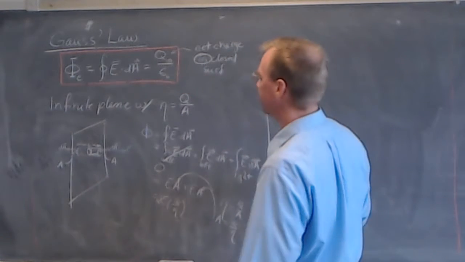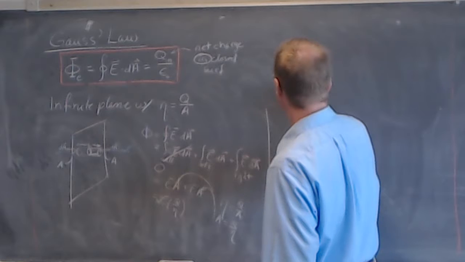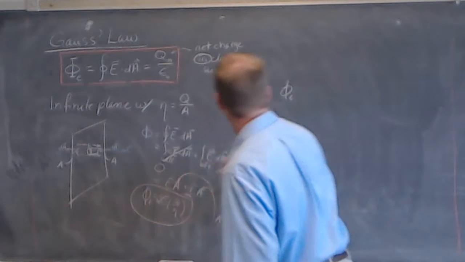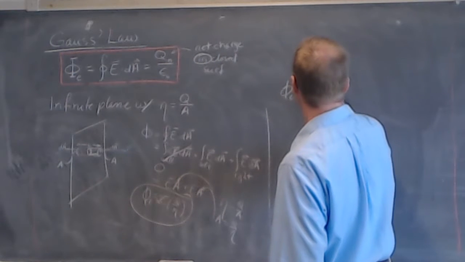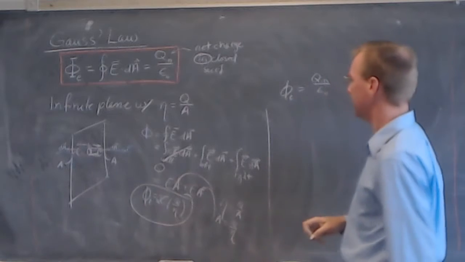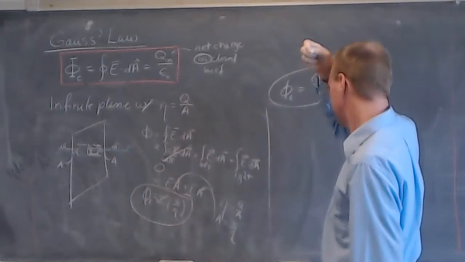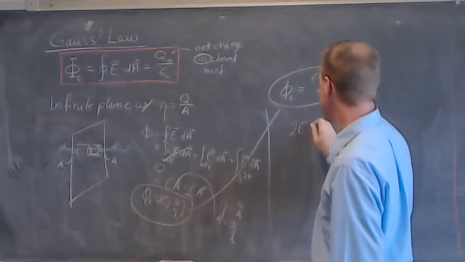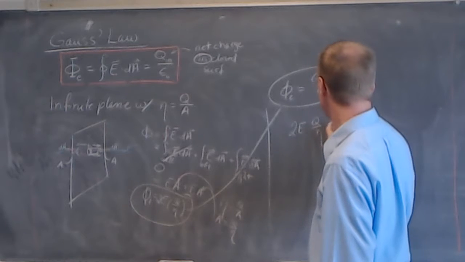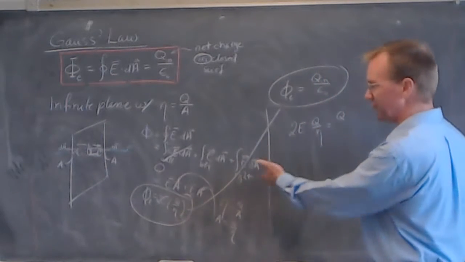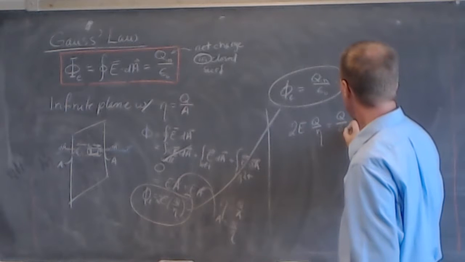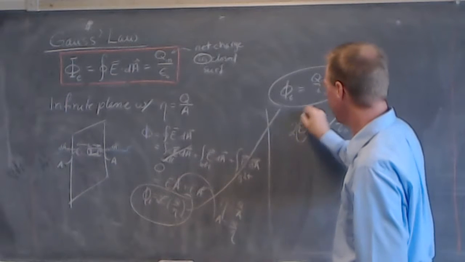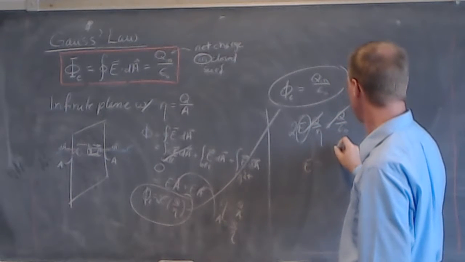Now I use Gauss's law's conclusion that that same flux is also equal to the enclosed charge over epsilon naught. I put these two together. 2E Q over eta is equal to Q enclosed, which will just be that Q there, over epsilon naught. Good. The Q's drop out. I want to solve for the electric field.